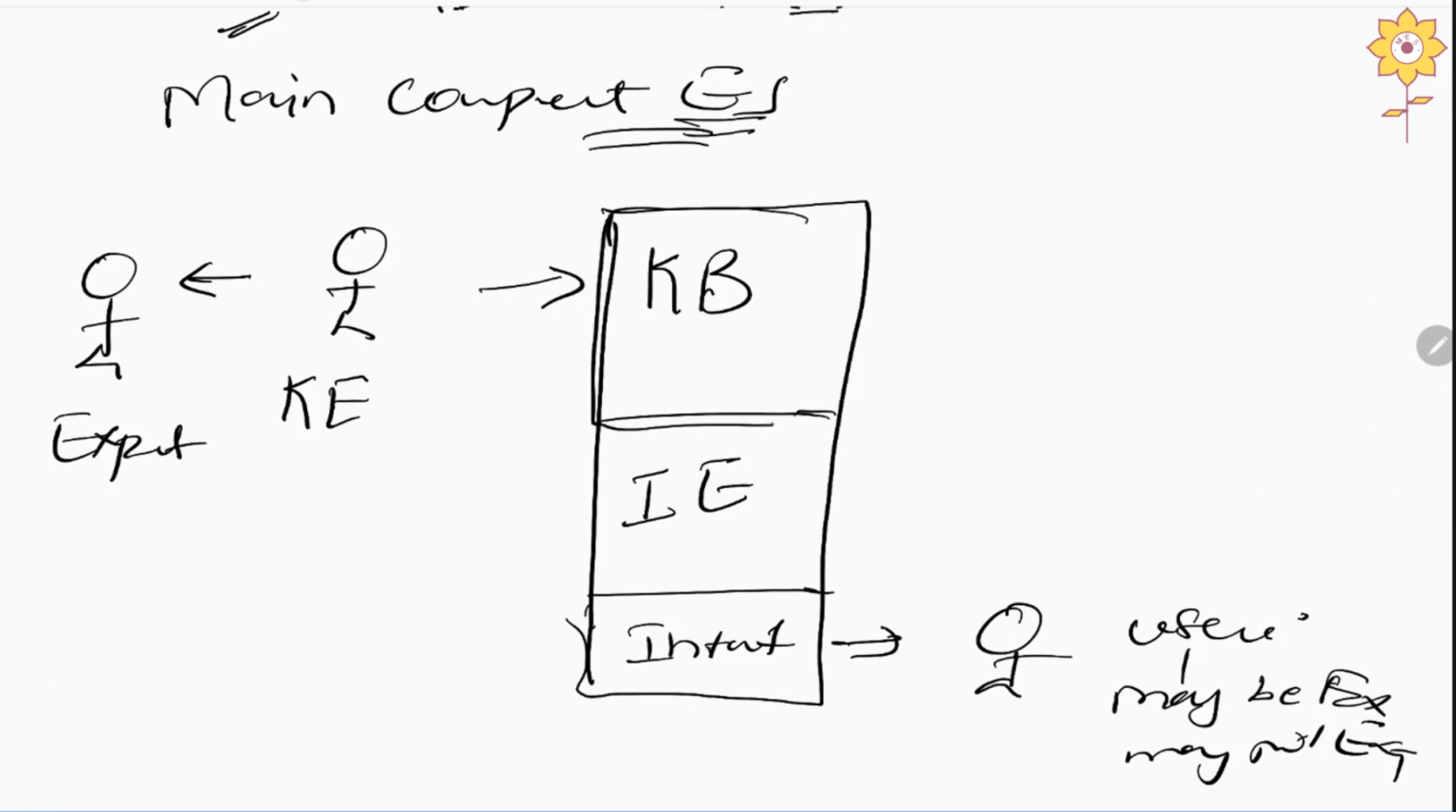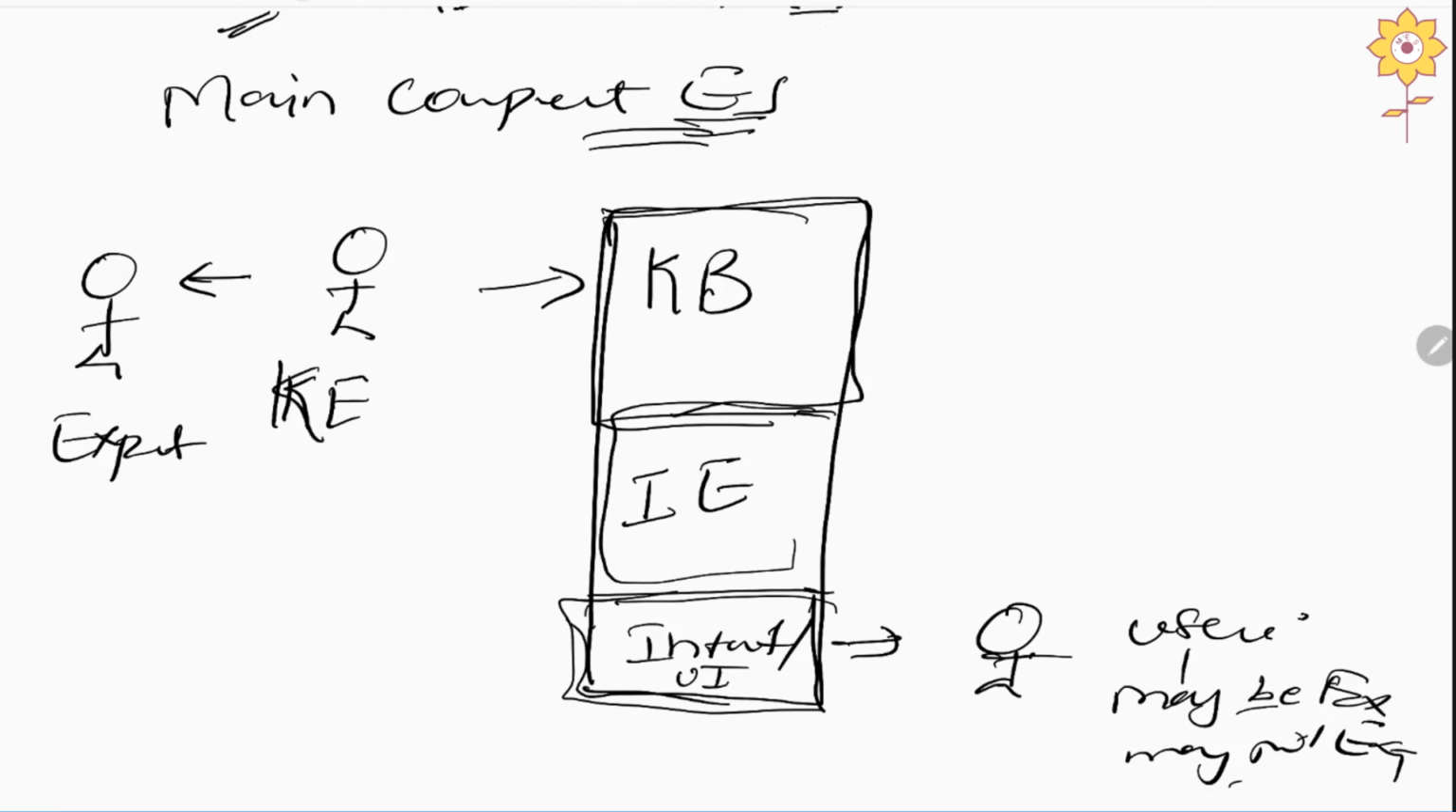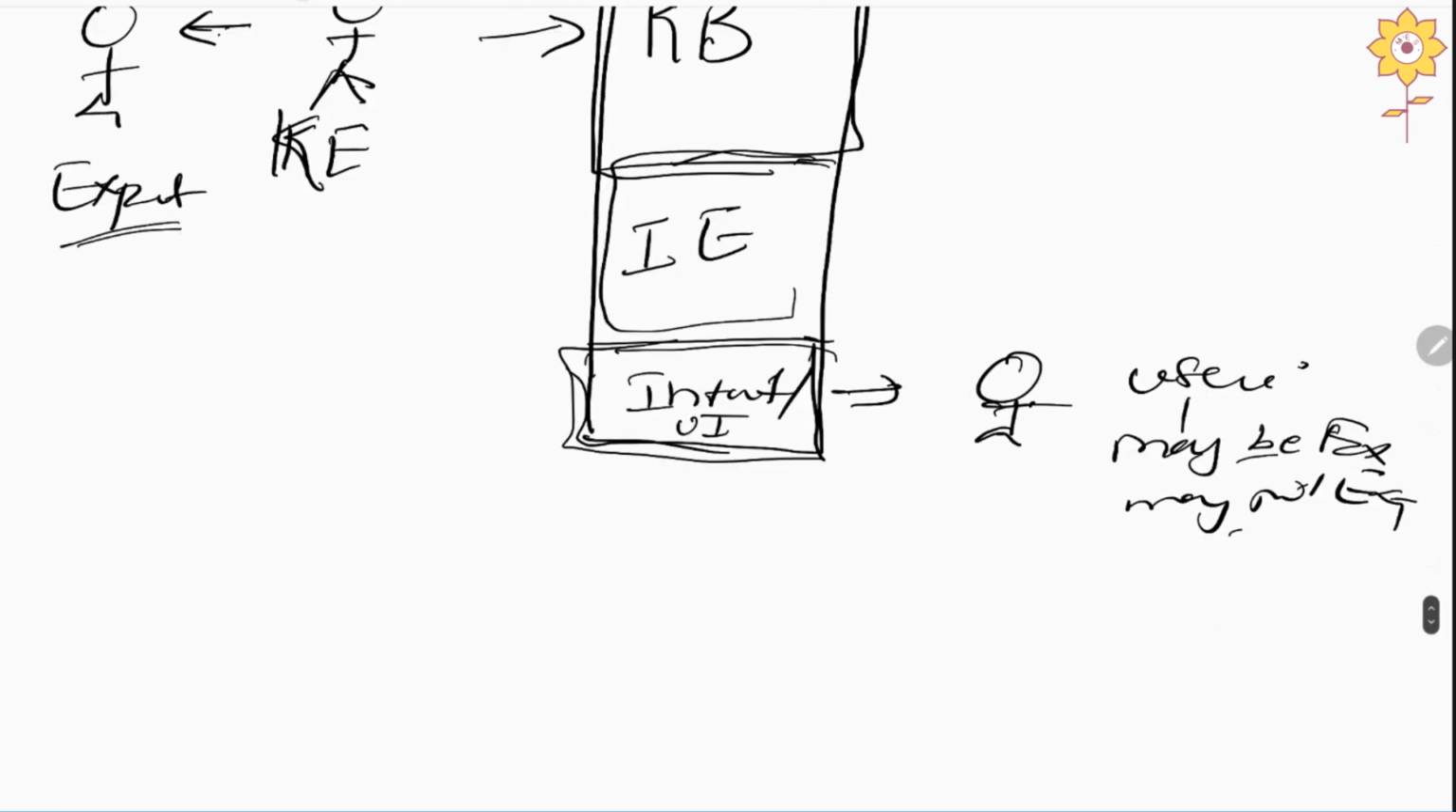Starting with the knowledge base, then we have the inference engine, then we have the interface, or you can say UI, that is the user interface. This user interface is used by our user, who may or may not be an expert. The knowledge base is totally handled by the knowledge engineer, who basically works along with the expert. Now let us understand this entire role with the help of an example.